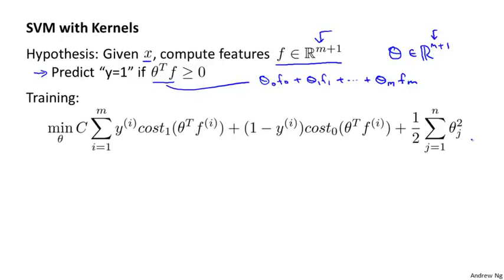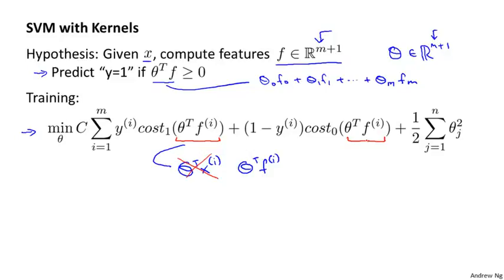And specifically, what you do is you would solve this minimization problem. You minimize over the parameters theta C times this cost function, which we had before. Only now, instead of making predictions using theta transpose x i, using our original features x i, we've taken the features x i and replaced them with the new features. So we're using theta transpose f i to make a prediction on the i-th training example, and we see that in both places here. And it's by solving this minimization problem that you get the parameters for your support vector machine.